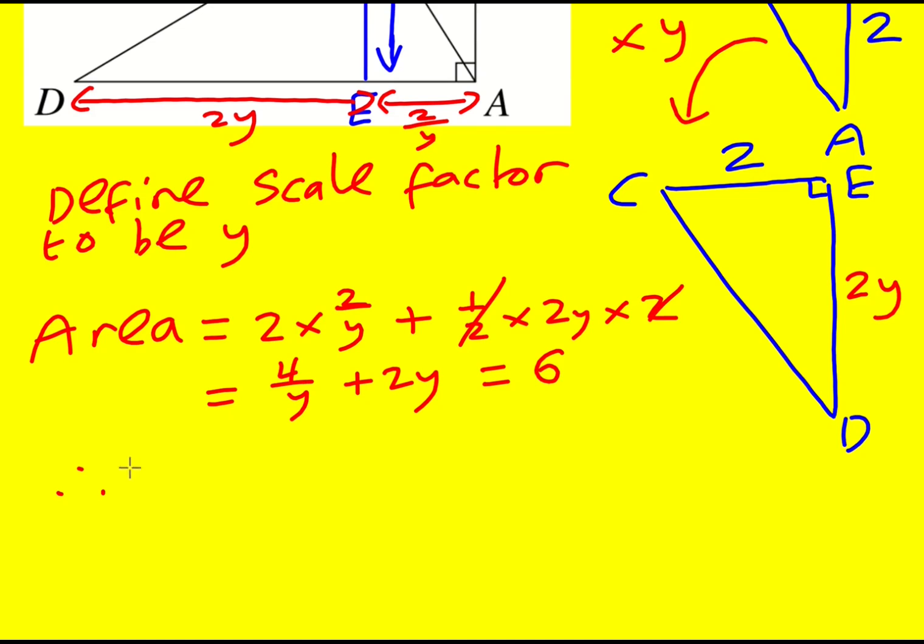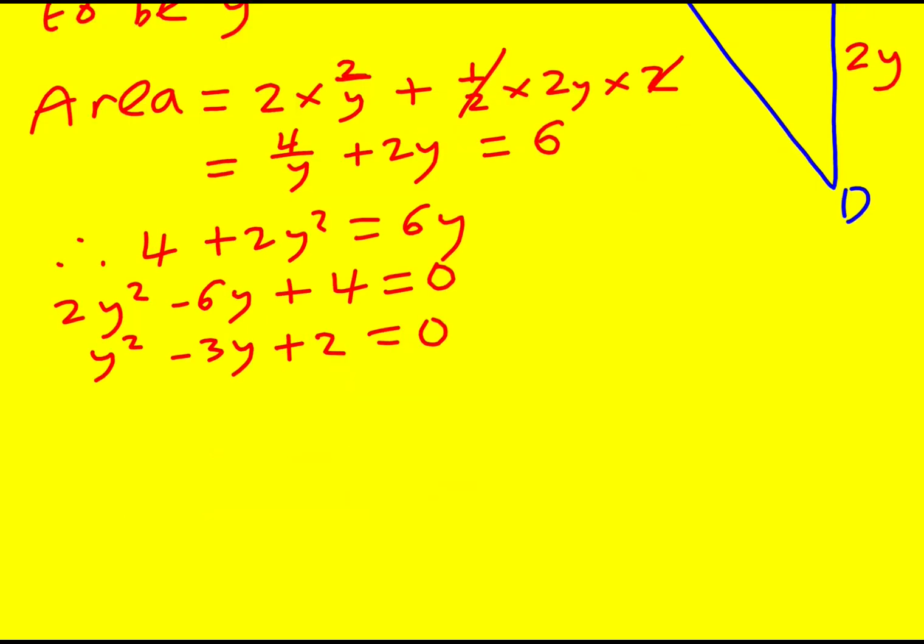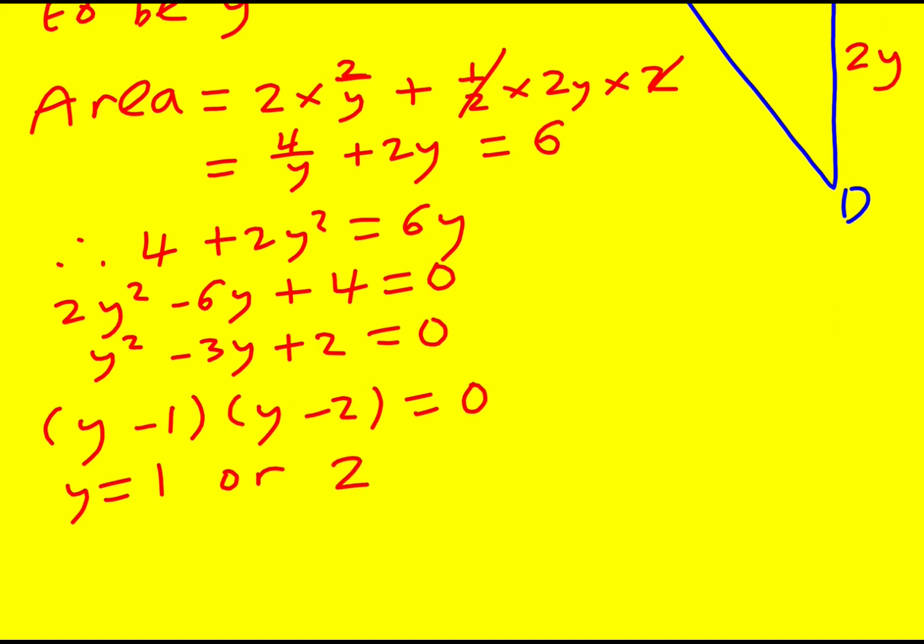I'm going to multiply through by y. 4 plus 2y squared is equal to 6y. This is known as a hidden quadratic. There are more complicated hidden quadratics, but when I times through by y, I get my quadratic. 2y squared minus 6y plus 4 is equal to 0. And there's a common factor of 2, so I can just divide through by 2. Okay, and we're going to get two solutions to this. y minus 1, y minus 2 is equal to 0. So y is going to equal 1 or 2.